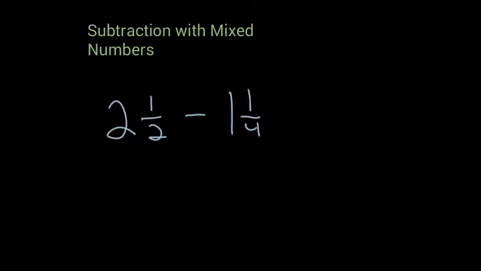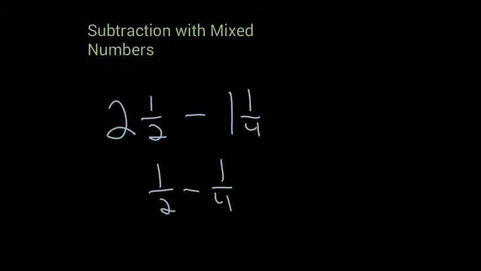Alright, now we're going to do subtraction with mixed numbers. So I got 2 1/2 minus 1 1/4. So again, you can do this like addition, except you need to start with your fractions first to make sure you can do the fraction part of it first. So I'm going to have 1/2 minus 1/4, and you're going to see why you have to do the fractions first on this in a minute.